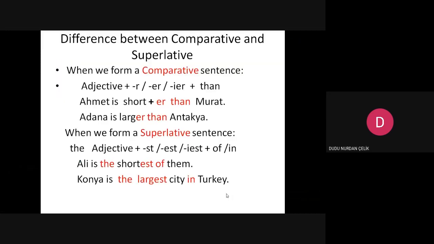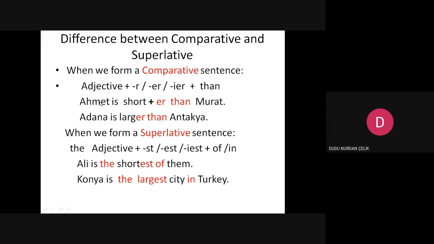We learned comparative forms, and now we are learning superlative forms. But let's remember the comparative forms, then compare them with the superlatives. When we form a comparative sentence, we need the adjective, and after the adjective, we add r, er, or ier as the comparative addition, and we can use than for the compared object.